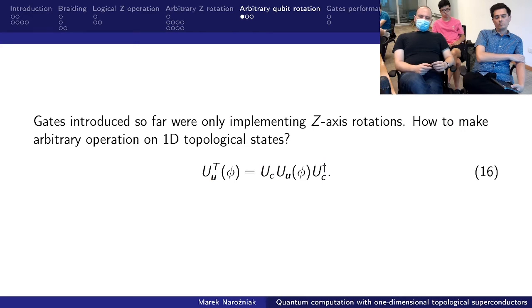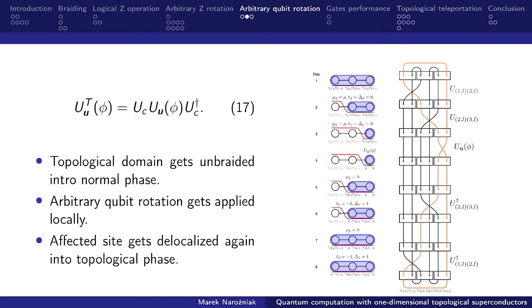So that is a bit more complicated. We introduced the conversion operator previously. If you imagine that you convert the state from the topological regime to the normal regime, apply a gate locally, and then delocalize it again, you would technically apply an arbitrary operation to your topological regime. You can see this on the braiding diagram on the right. We basically localize this highly delocalized quasi-fermion here to apply the gate locally, and then we delocalize it back.